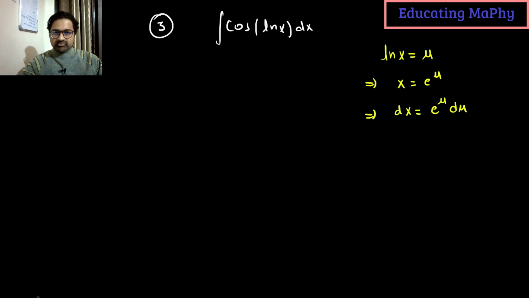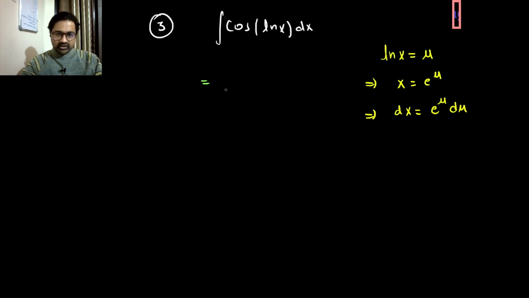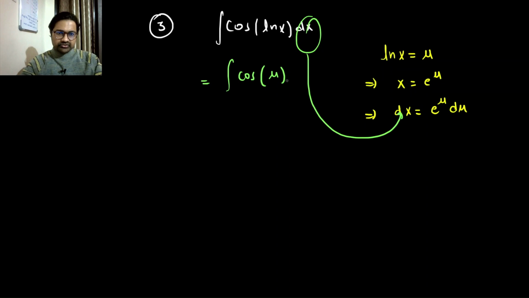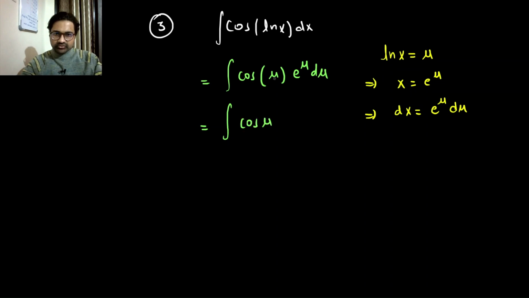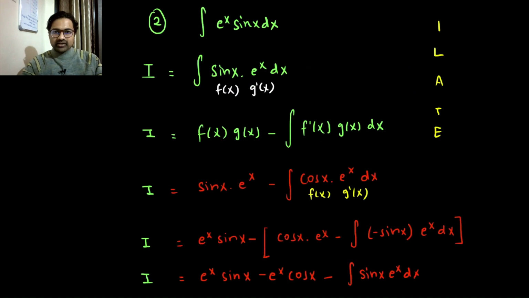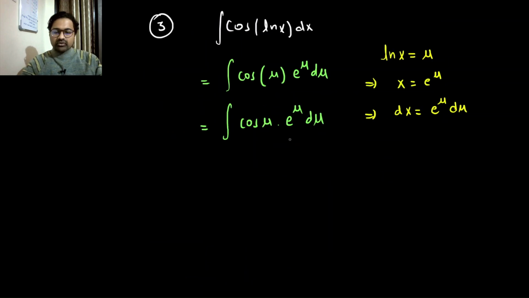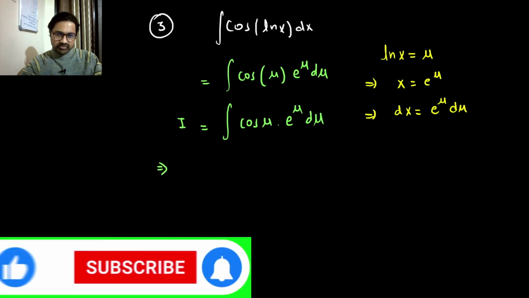All right, excellent. So let's plug in everything and convert our complete question in terms of u. This becomes cos of natural log of x, which is u, so cos u, and dx is e raised to u du. Don't you think this can further be written as the integral of cos u e raised to u du, and this is exactly question number 2, right? The rabbit hole question. We very well know how to do this question. Just assume this as I and do the integration by parts.